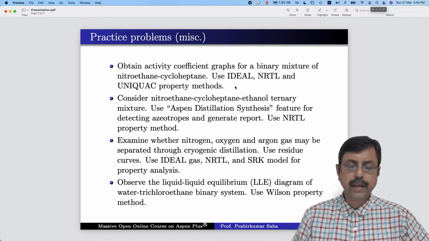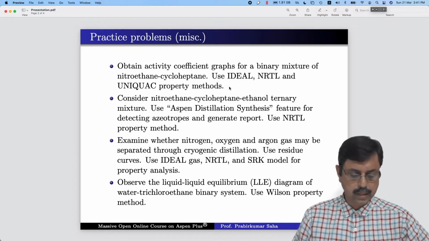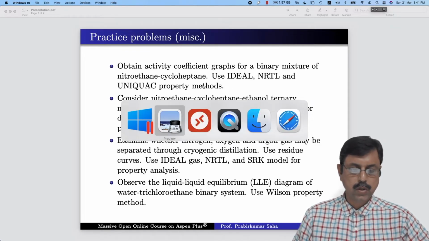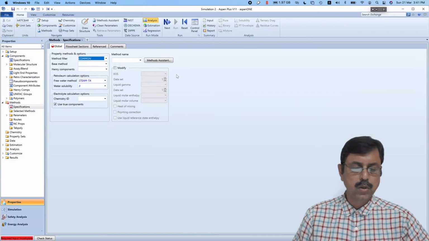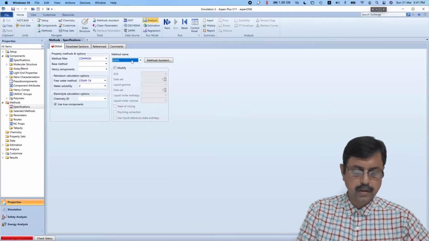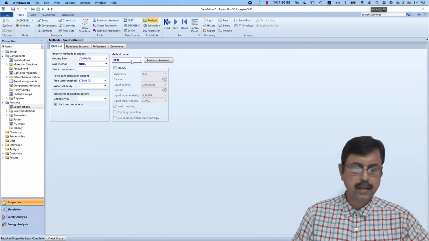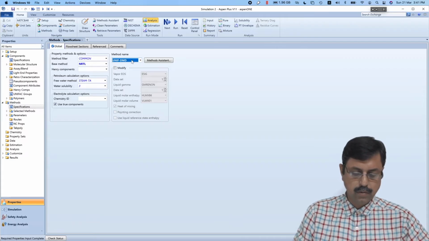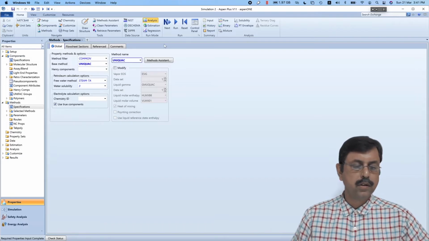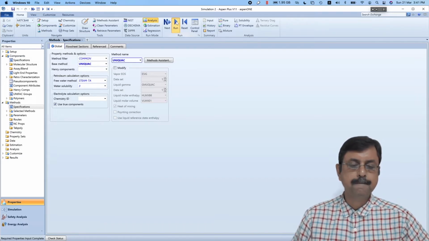So we shall use 3 property methods: ideal, inertial, and UNIQUAC. So the first one is ideal, then inertial, and UNIQUAC. So the 3 methods we run.